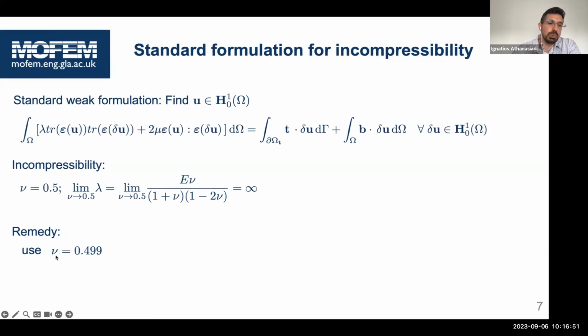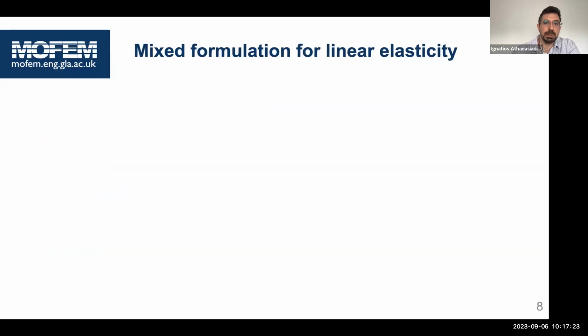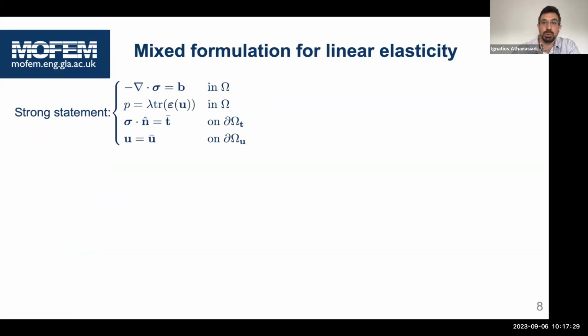Usually the remedy is to use nu very close to 0.5. Another idea would be maybe to divide both sides by lambda, so that this side will be equal to 1, and this side would be 0, but on the right-hand side we would also get 0. So we would have nothing to solve. So in order to tackle this corner case, a different approach has been proposed, and this is the mixed formulation for linear elasticity, where now we have a different statement.